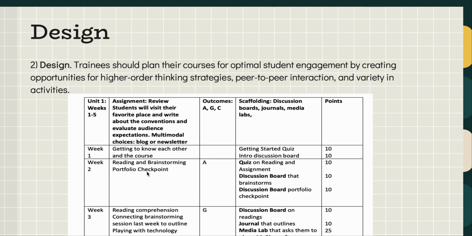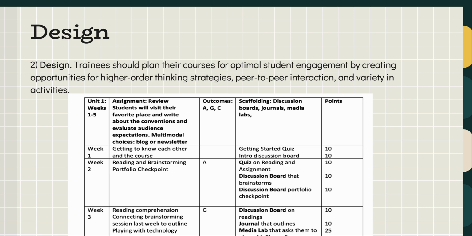This is my pedagogical goal. I want them to read and brainstorm. I want to have a portfolio checkpoint. I want reading comprehension. And then you can actually put in the outcomes. So you know that you're doing this backward course design, right? Here's the outcome. Here's the goal. Here's what I'm going to be doing in my curriculum: a getting started quiz, a discussion board, a quiz on reading, discussion board, right? So it's basically an outline of your course.